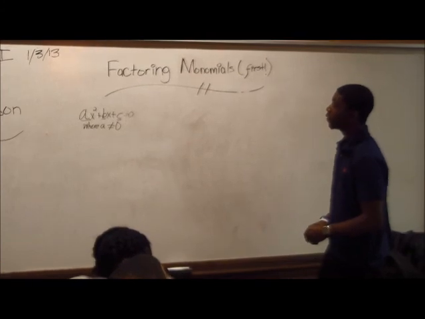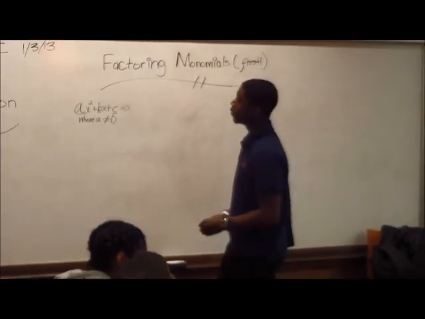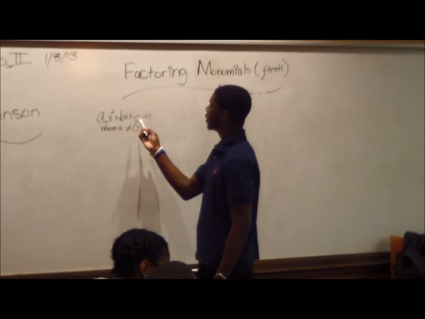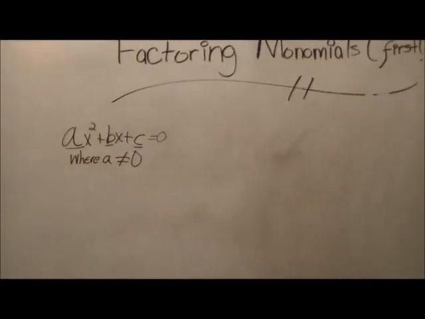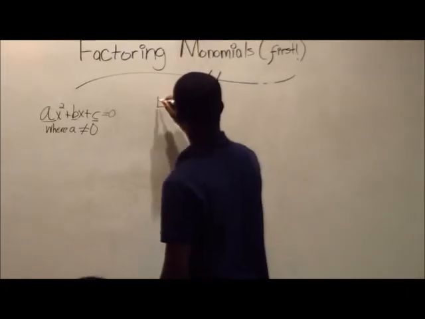First off, to factor a monomial, it has to be in standard form, known as ax squared plus bx plus c equals 0, where a does not equal 0. Now let's try an example.